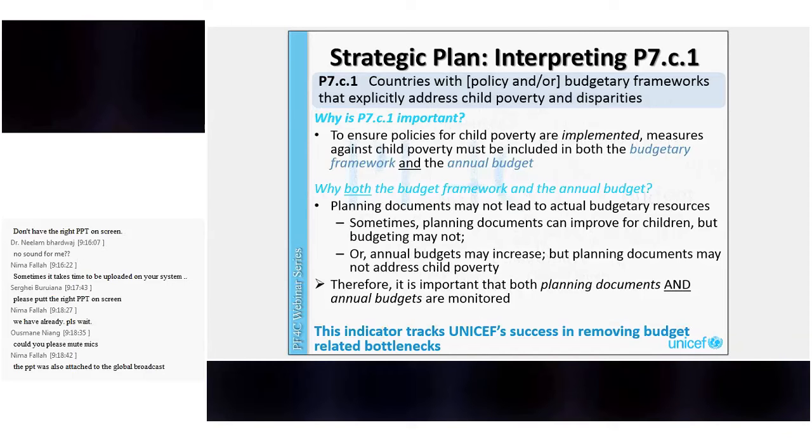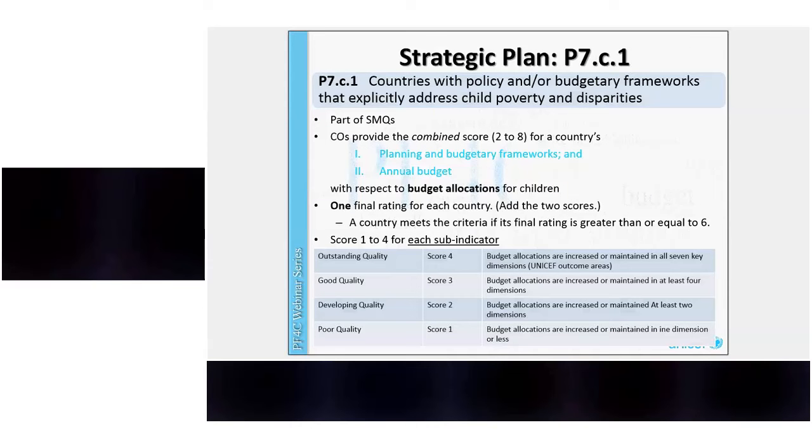Okay, so this indicator, 7C1, we're tracking effectively your success in removing budget-related bottlenecks. But it's also important because you're going to need this to help you build and achieve your milestones. So, speeding up, 7C1, it's part of the SMQs. You are going to provide a combined score. You will score the planning and budgetary framework and the annual budget. Each has a score between 1 and 4, and you'll add those together. It's nice, it's simple, we can all add between 2 and 8.